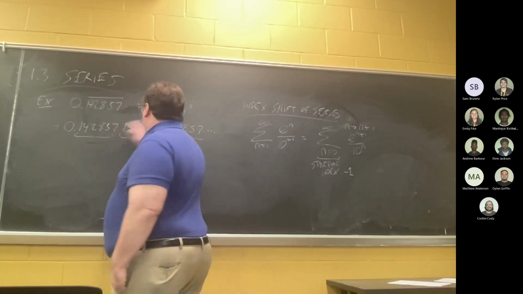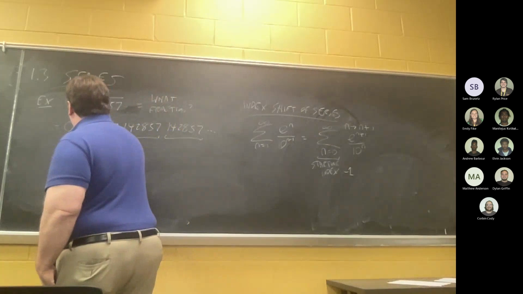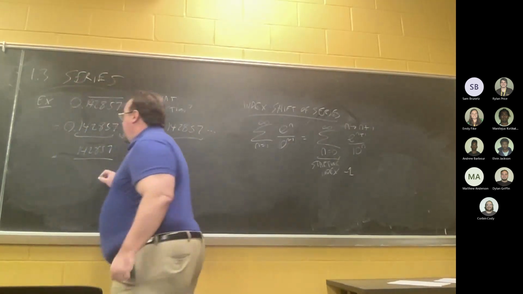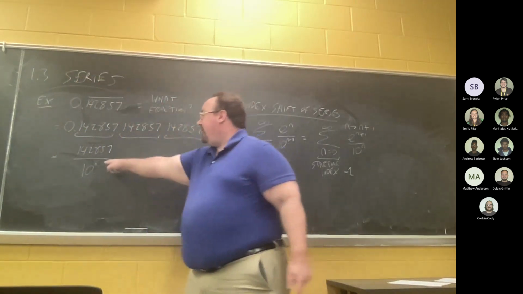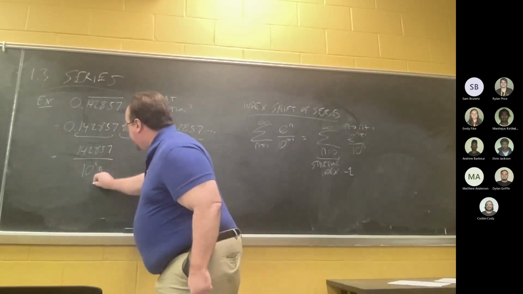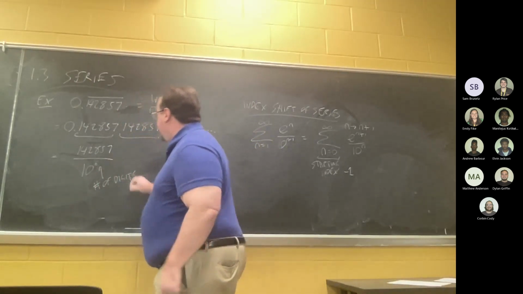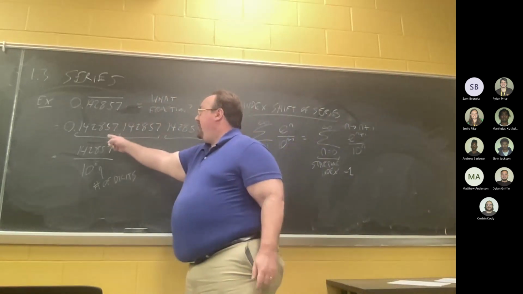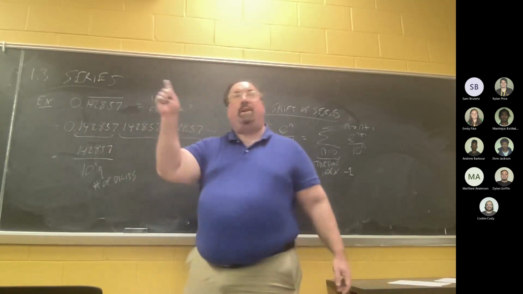So this number right here, if we forget about the rest, is equal to 142,857, the digits themselves, divided by 10 to the 6th. The number of digits you have is what goes here, so this exponent is the number of digits that are repeating. That is a number described by this decimal here, 0.142857, not repeating.